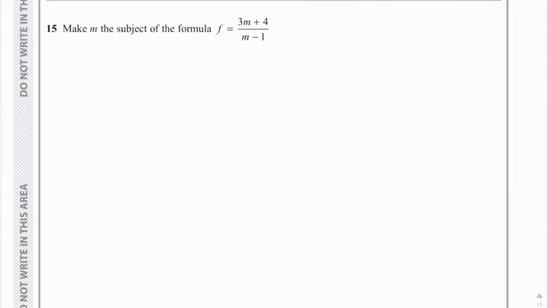Make m the subject of the formula. Right, so we've got an m on the bottom and on the top. We've got the m here and the m here. And whenever we see this, there is going to be a point where we're going to have to factorise. So we need to get the m's next to each other, and then we're able to factorise that into a single m for the purpose of our formula. So let's get rid of this denominator to start with. So we'll times both sides by m minus 1.